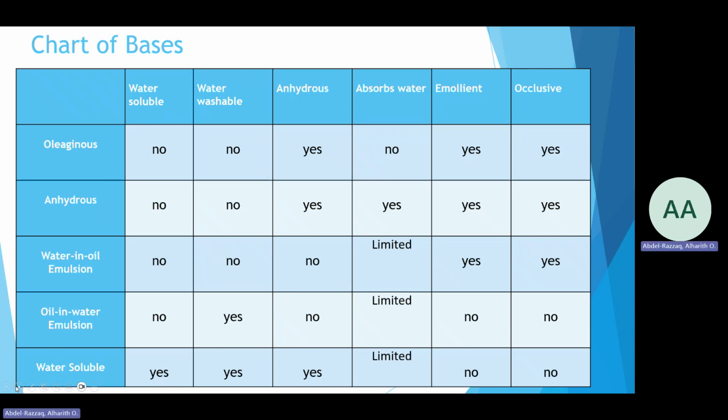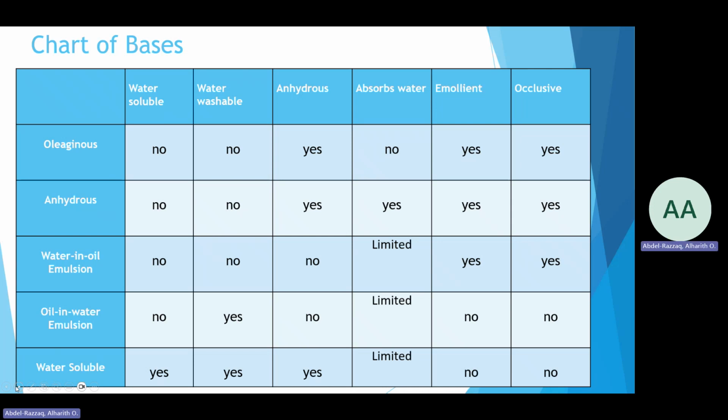As far as our anhydrous bases, they are not soluble, not washable. They are anhydrous. They do absorb water, unlike the oleaginous bases. They are both emollients and occlusive, so they create that occlusive barrier. Water and oil emulsions are not going to be soluble, washable, or anhydrous. As far as its absorption of water, it's going to be very limited, like we talked about when we were talking about compounding emulsions. They do exhibit emollient properties and they are occlusive.